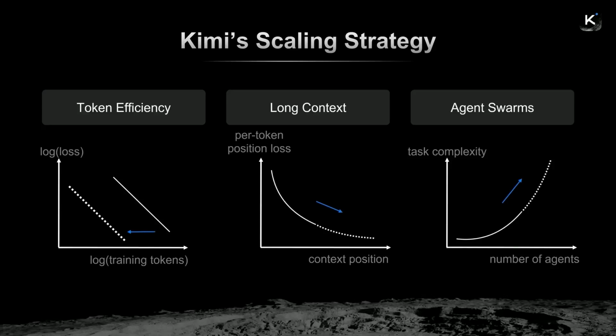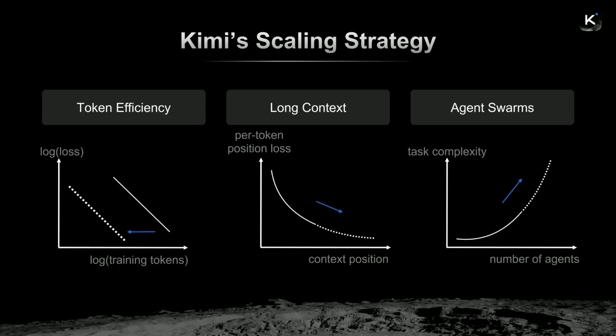But here the point is, we're not going to just scale the number of training tokens, but we also want to improve the token efficiency, meaning that we want to move this curve to the left-hand side so that we can achieve a lower loss, a much lower loss, using the same number of training tokens. And this can be achieved by having better architectures and optimizers, as we'll discuss in our later slides.